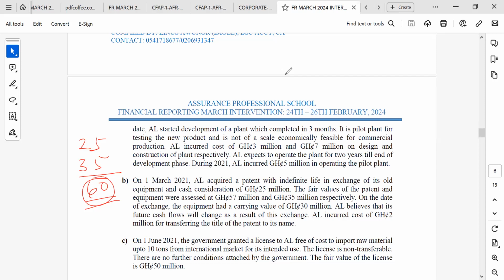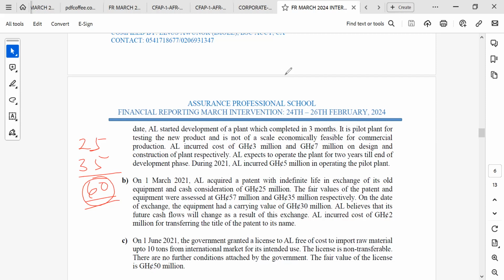But the patent, is it having a definite useful life or indefinite? Indefinite. Okay. Intangibles with indefinite useful life, what do we do to them? Impairment test. At when? Every year. Okay. So let's count to this one.